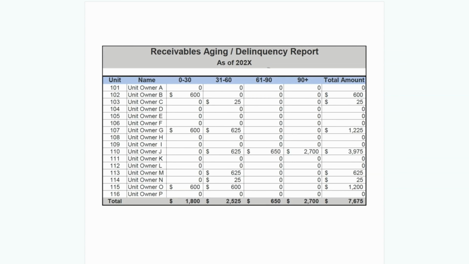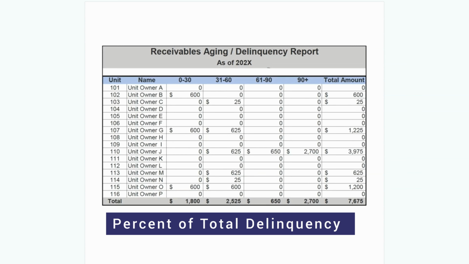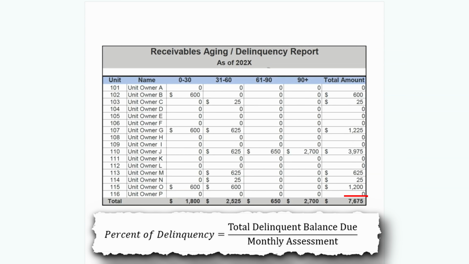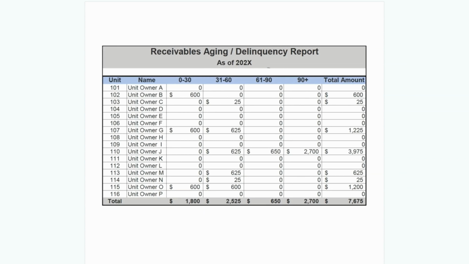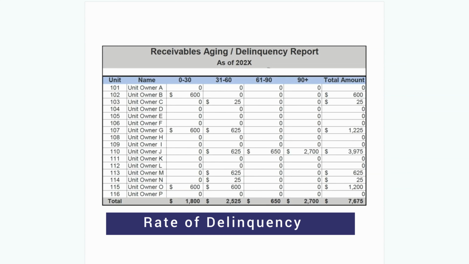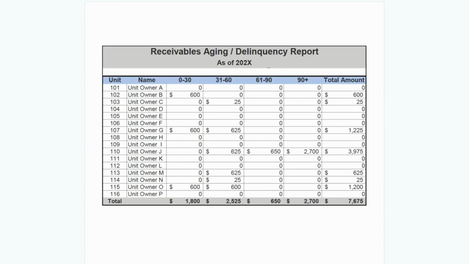To determine if the total delinquency is high, you can calculate the percentage of total delinquency. Do this by dividing the total amount of delinquent assessments due by the total amount of assessments. If this percentage intuitively seems high, you may want to examine the extent of the delinquency more closely. This can be done by calculating the rate of delinquency, which involves dividing the number of units in arrears by the total number of units in the condo or complex.